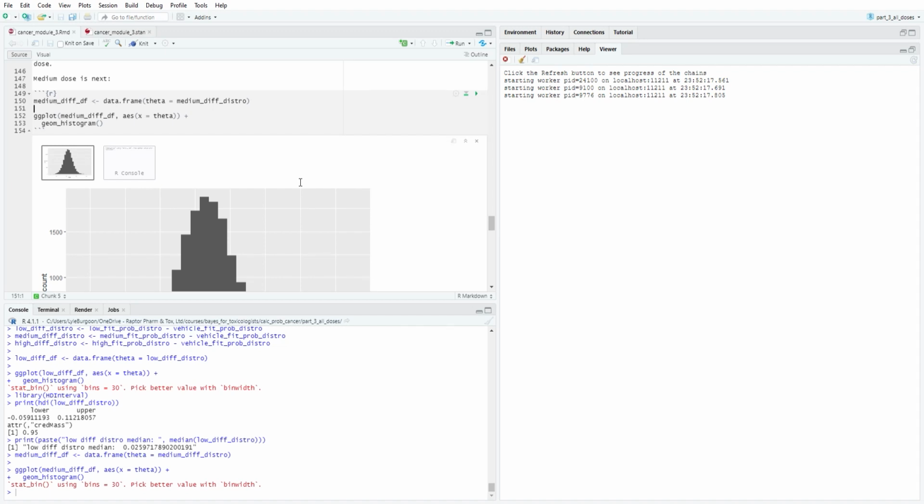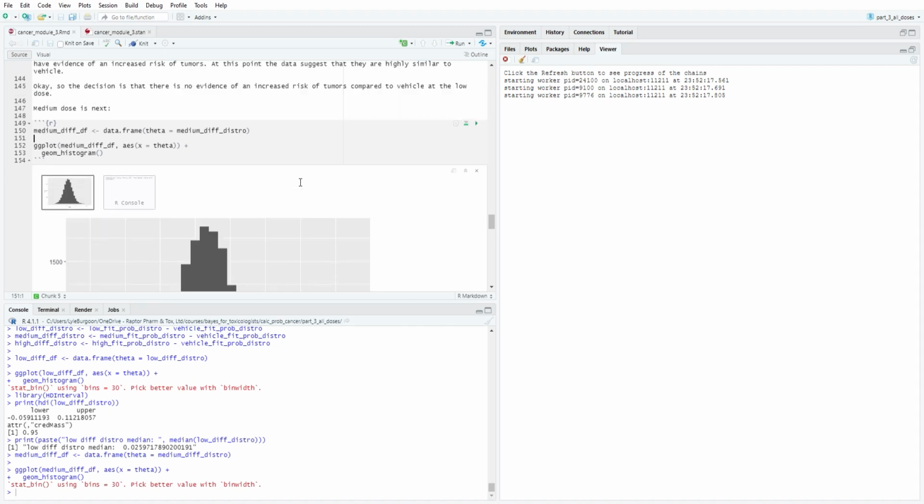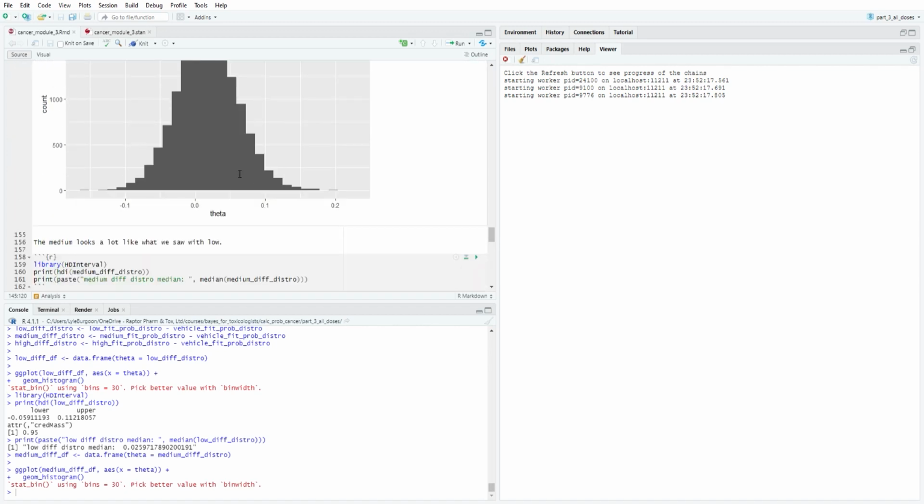But for all intents and purposes, I say that there is no evidence of an increased risk of tumors compared to vehicle at the low dose. Even the people who say that is inconclusive will agree with that sentence. Everyone will agree, all the Bayesians will agree, that there is no evidence of an increased risk of tumors compared to vehicle at the low dose. That is not debatable, so we can make that statement just fine.